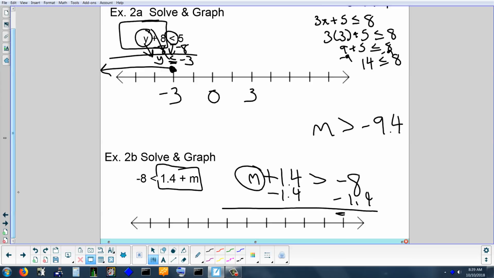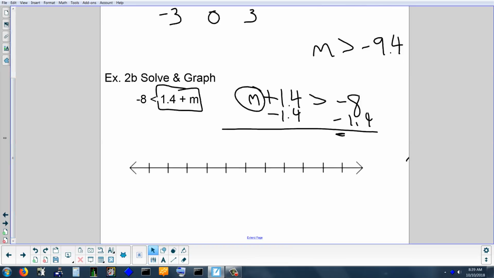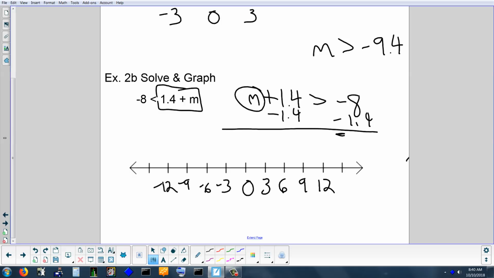Again, when you do your graph, you don't have to put decimals, right? Like I did before, what I would do is I would just put a 0, maybe skip a space, put -9.4. I could, actually, I don't want to do it like that. Let's do it like this. Let's go -3, -6, -9, -12, 3, 6, 9, 12.